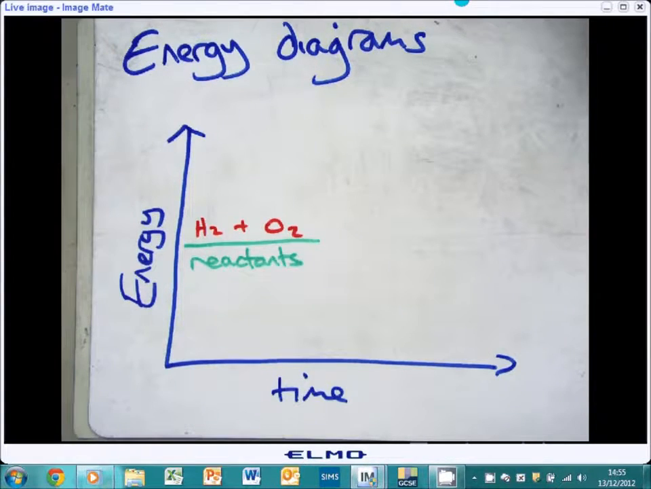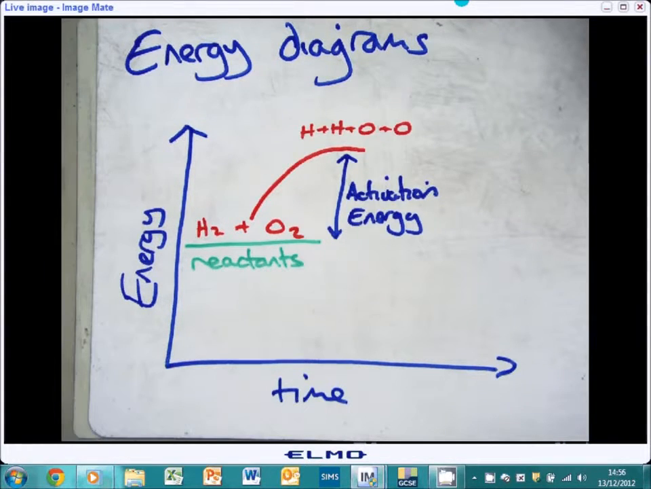You need to be able to draw energy diagrams to show both endothermic and exothermic reactions. We start off with our reactants, hydrogen and oxygen. What you have to do is add energy to break those bonds. The amount of energy that you need to put in to break those bonds is called the activation energy, the energy required to break the bonds and to start the reaction occurring.